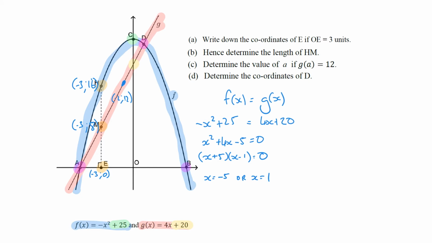So we're going to use the second point, x equals 1, to work out what the y value is so you can find out D. Well, x equals 1 we can substitute into either f of x or g of x. I'm certainly going to choose g of x because it's a much easier equation. So g of 1 is 4 times 1 plus 20, which gives us 24. In other words, the coordinates of D are 1 and 24.